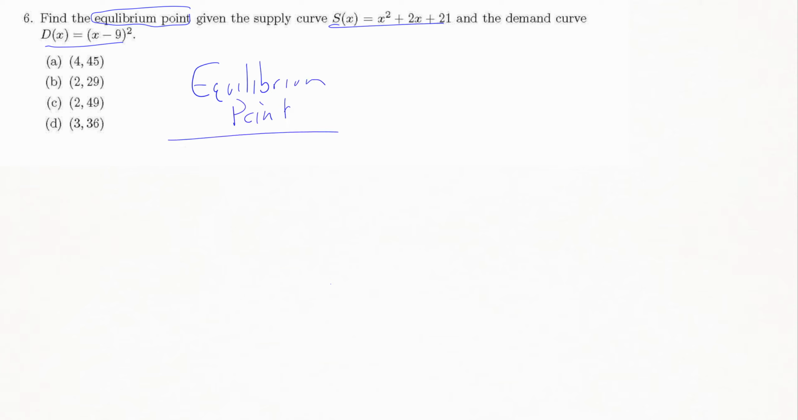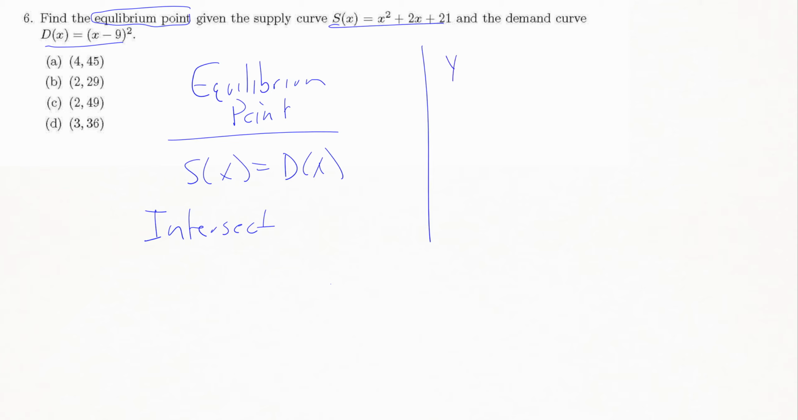Question 6 here gives us a supply equation and a demand equation and wants us to determine the equilibrium point. The equilibrium point is the point on the graph where supply and demand equal each other. More importantly, where the supply and demand curves intersect with each other. And so conveniently, our calculator can calc intersects for us all day.